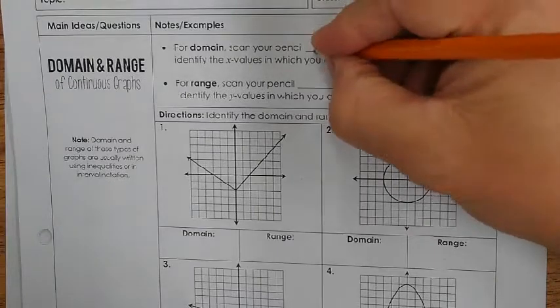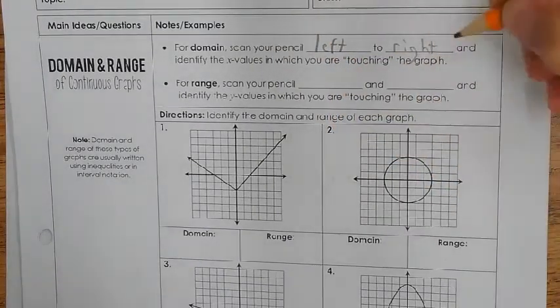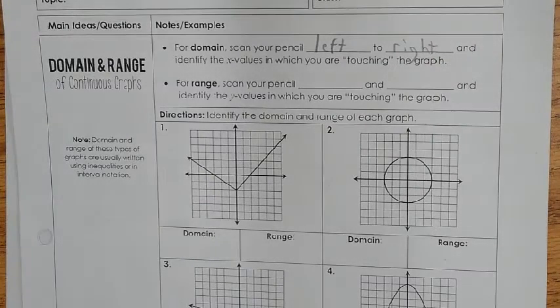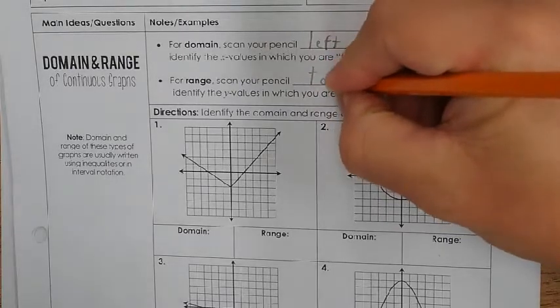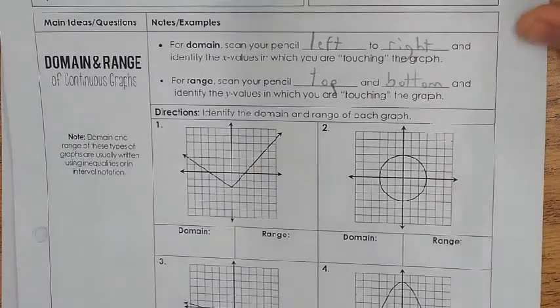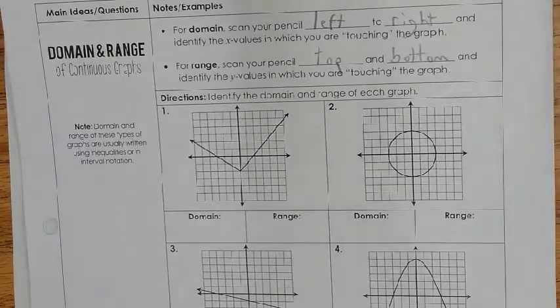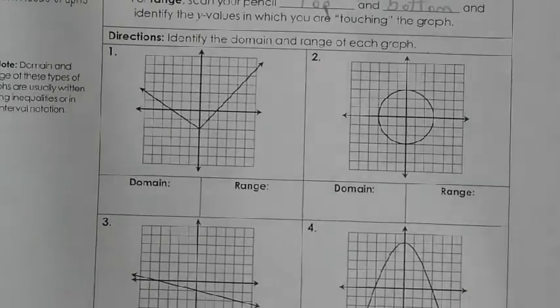So what you're going to do is scan your pencil left to right and identify the x values in which you are touching the graph. Then range is up and down, so we know we're going to go from top to bottom. Alright, so this is probably a little confusing right now, but let's see how this works.